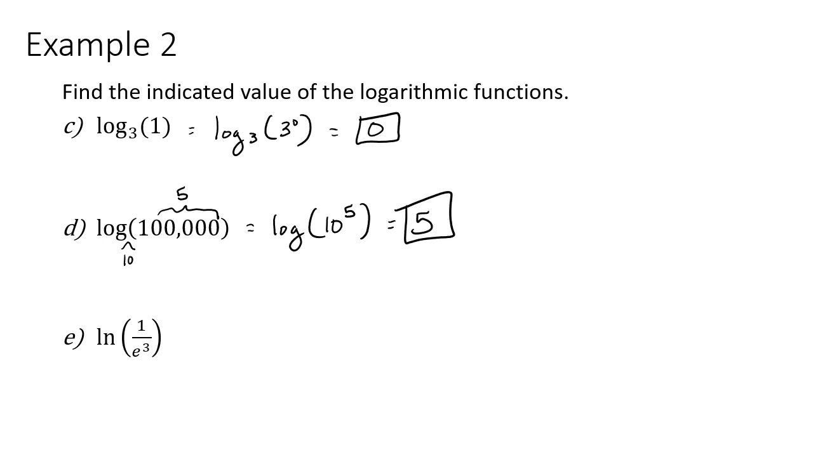And then last but not least, we've got natural log of 1 over e cubed. Well, this is not 3, because this is not base e right now. The e being down in the denominator messes things up. So we're going to need to use properties of exponents and rewrite 1 over e cubed as e to the negative 3rd power. Then natural log, which is log base e, and exponent base e will cancel each other out, and we'll just get the exponent of negative 3.